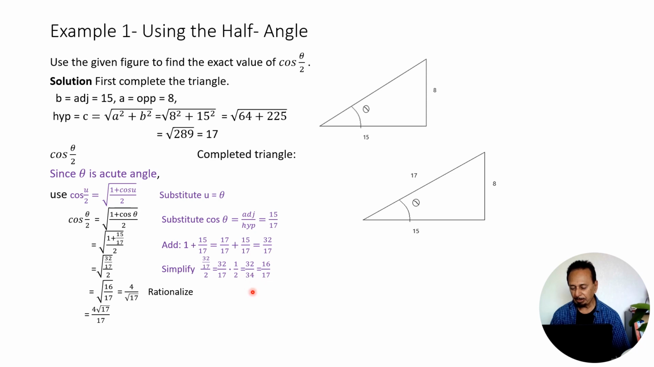It looks like we can divide by 2. So 2 divided into 32 is 16. 2 divided into 34 is 17. So we now replace this whole thing with the square root of 16 over 17. Now we simplify: the square root of 16 is 4, divided by the square root of 17. Now we rationalize: we multiply the square root of 17 on the top and the square root of 17 on the bottom. So we get 4 times the square root of 17 over 17.